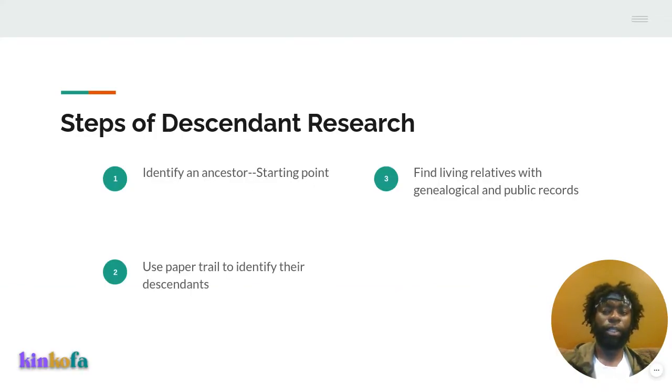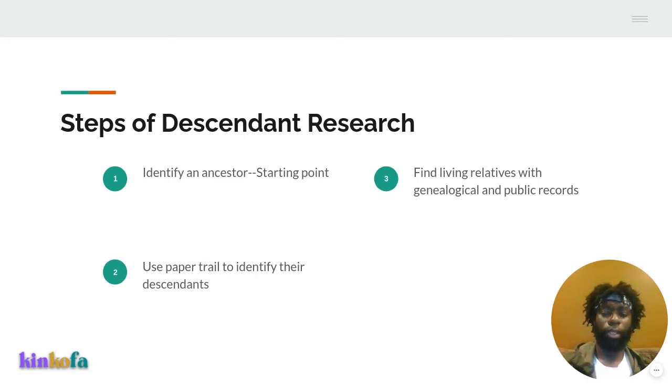And there are different steps in descendant research. While they're numbered here, there really isn't a particular order that you have to go in. But what is recommended is, of course, you have a starting point. That's typically identifying a particular ancestor. Maybe it's one of interest or on a line of interest, and that's going to be where you start.